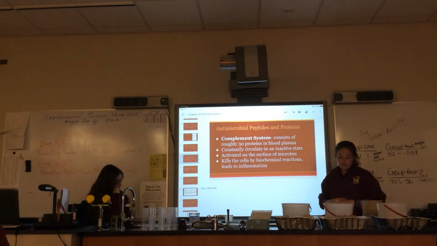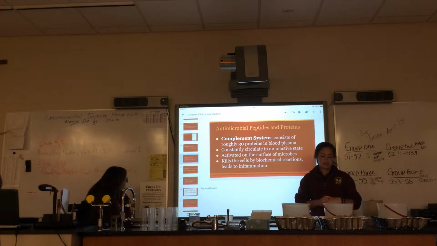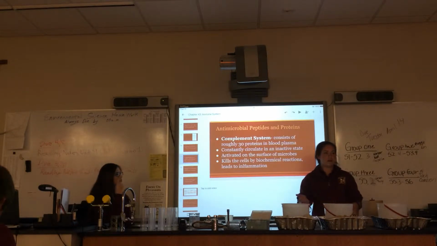The complement system consists of roughly 30 proteins in the blood plasma. These constantly circulate in an inactive state, and they are activated on the surface of microbes. And then they kill the cell by biochemical reactions, and this process leads to inflammation.